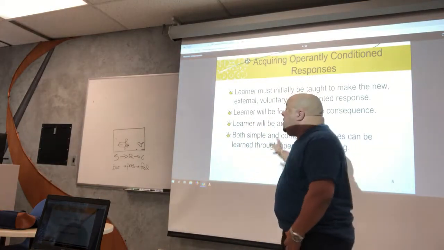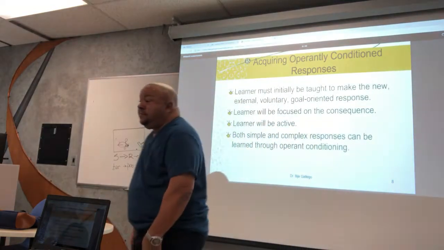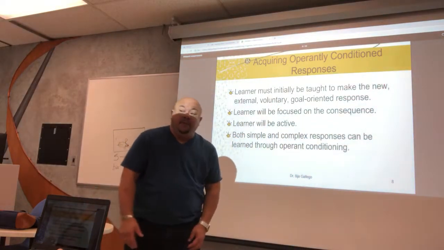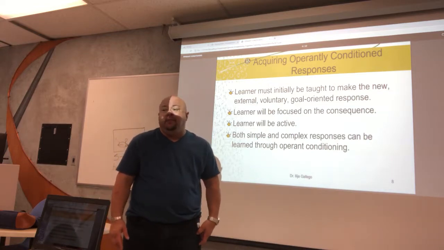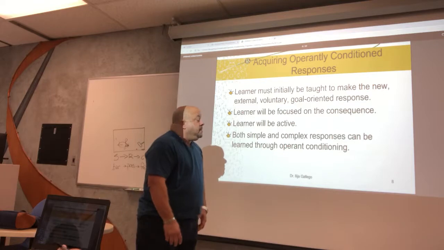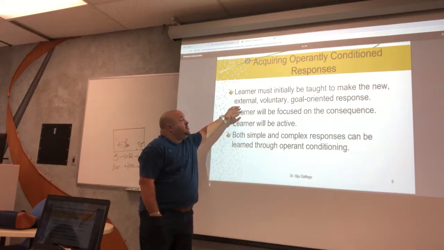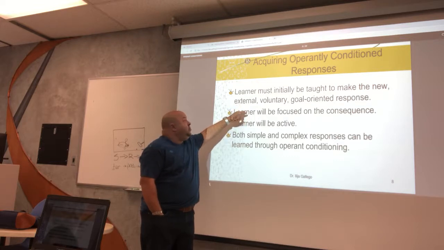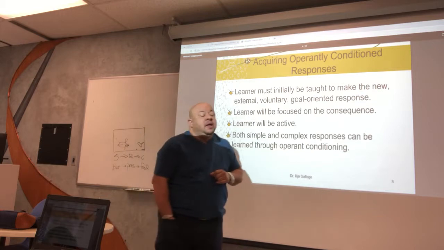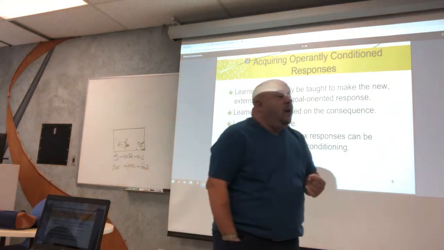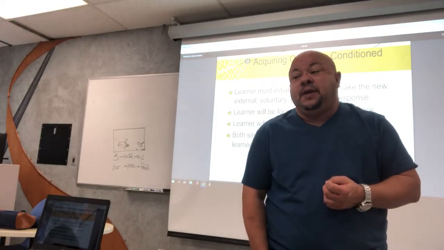And then here, when it says response acquisition, the answer would be what? Operant, because I just told you it's unique to operant. In other words, it only happens in operant. So in operant conditioning, the learner has to be taught to make a new external voluntary goal-oriented response. And that's the part that makes it response acquisition, acquiring a response in the first place.